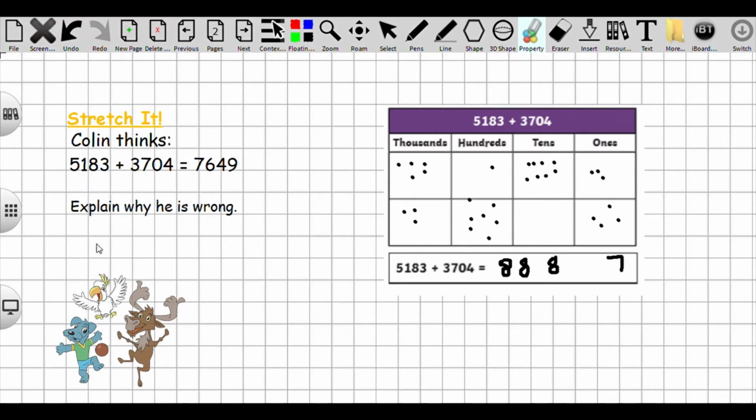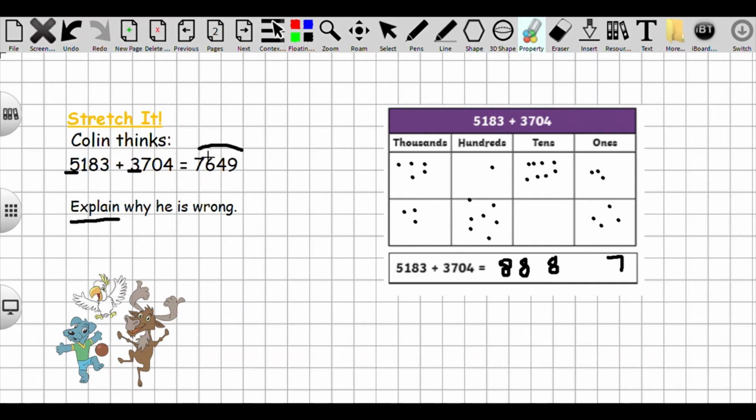So that's the first thing to do. And now you have to explain why he's wrong. So he clearly hasn't used a formal method. He's probably estimated in his head here, and he's not really done a very good estimate. For example, if you look just at the thousands here, 5,000 add 3,000, and we ignore the rest of the numbers, already you're going to get 8,000.